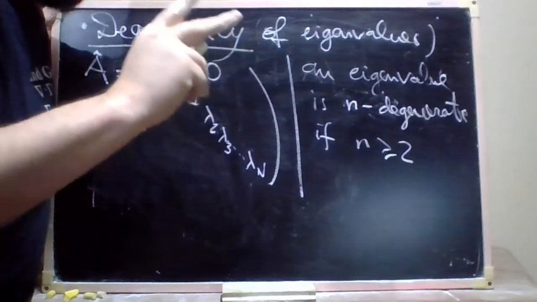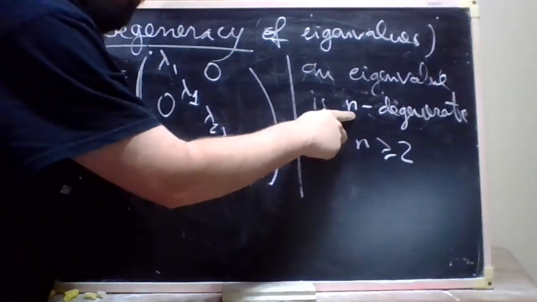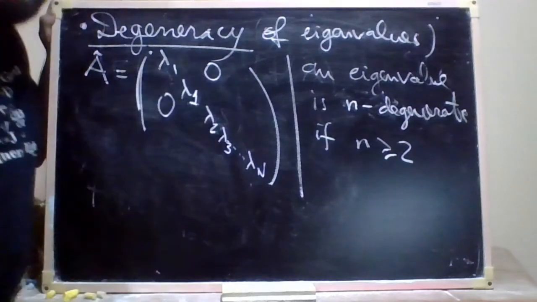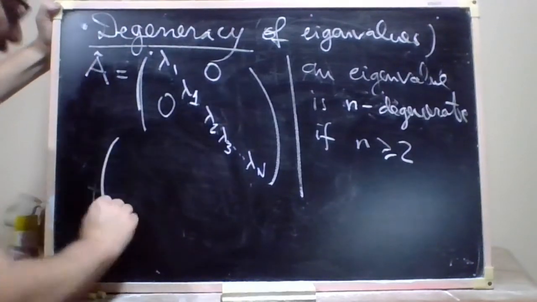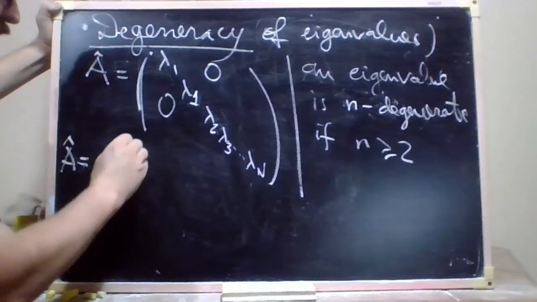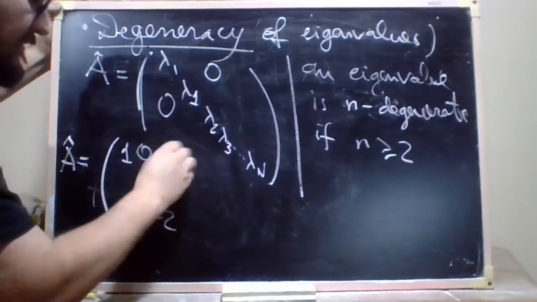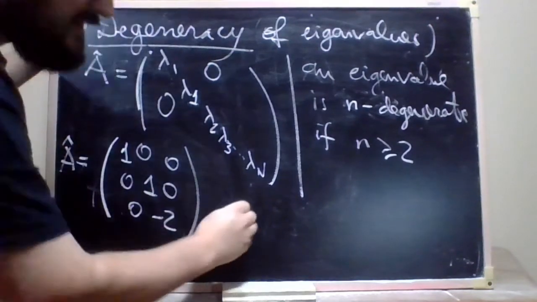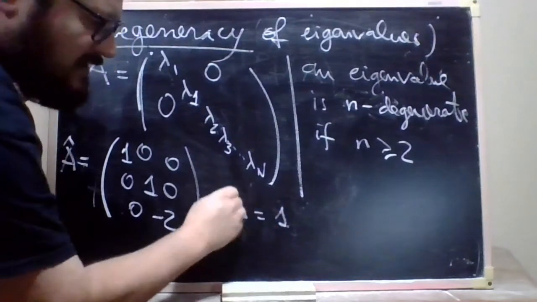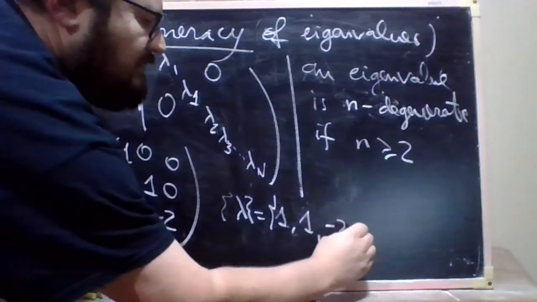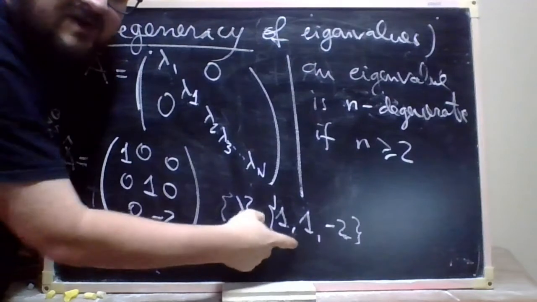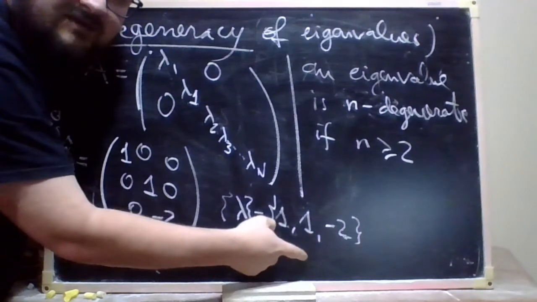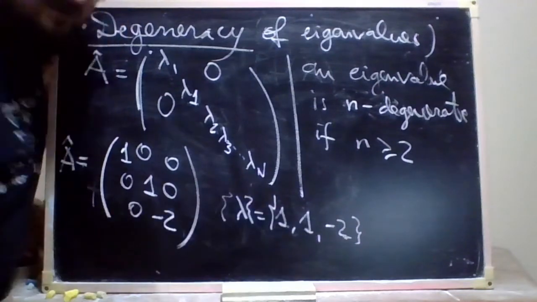That corresponds to n distinct eigenvectors corresponding to the same eigenvalue, the same numerical value for the eigenvalue. All right? So suppose, for example, A equals 1, 1, -2. Suppose this matrix here. It's an example of a matrix in diagonal form. What are the eigenvalues of this matrix? The set of eigenvalues is 1, 1, -2. And the 1 appears two times, so it is a doubly degenerate eigenvalue because it appears twice in the matrix.